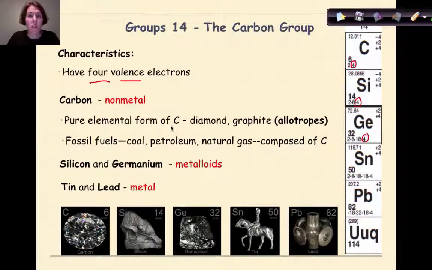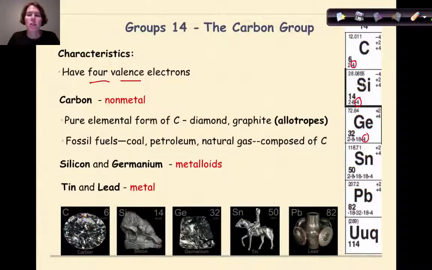Carbon is the only non-metal in this group. The pure elemental form of carbon can exist in different allotropes, such as diamond and graphite, or fossil fuels like coal, petroleum, and natural gas, which are all composed of carbon. Silicon and germanium are the metalloids. And finally, tin and lead are the metals.